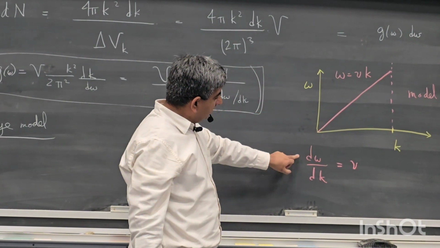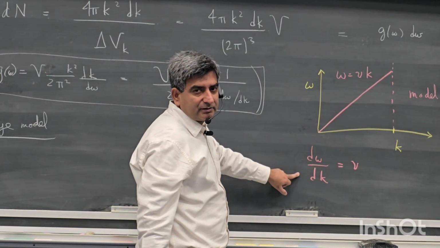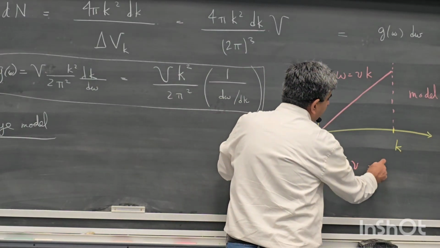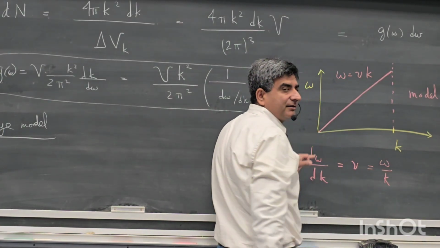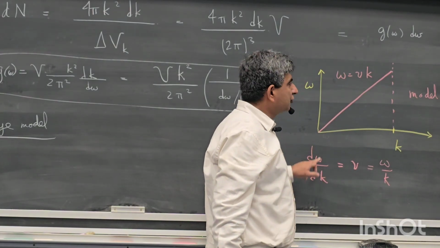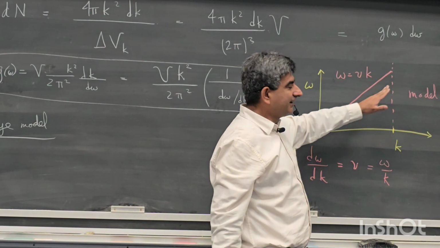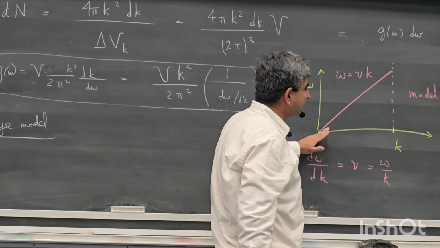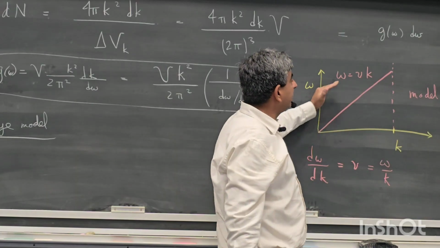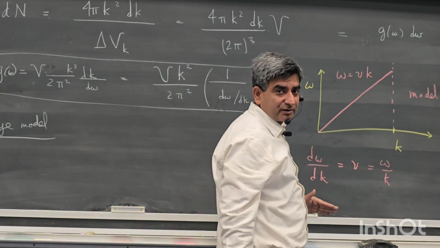This kind of derivative is called the group velocity. And this group velocity in this case is equal to omega over k, because this is a straight line. So this is the phase velocity and this is the group velocity. So there is no dispersion here. This ratio means that really it's a straight line. It means that this is dispersionless. The omega only depends linearly upon k, and the speed is a constant.